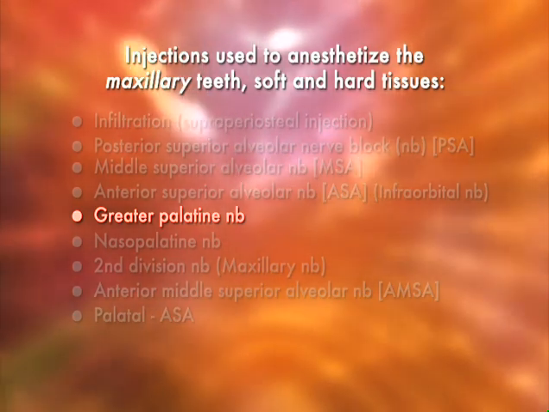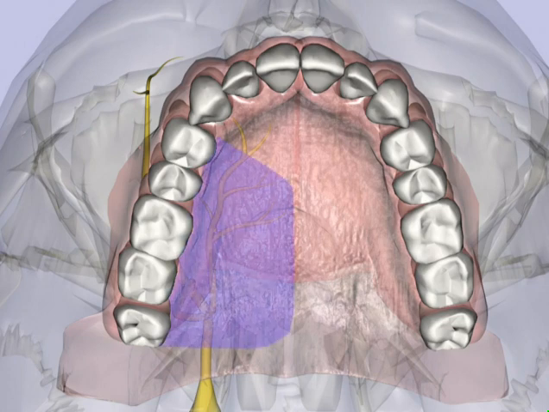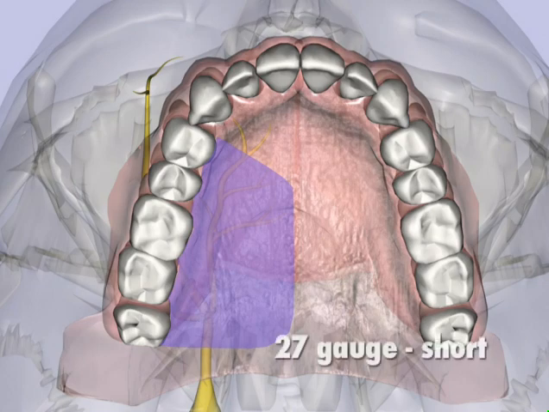The greater palatine nerve block, also known as the anterior palatine nerve block, provides anesthesia to the posterior portion of the hard palate and its overlying soft tissues, anteriorly as far as the first premolar and medially to the midline. A 27 gauge short needle is recommended.